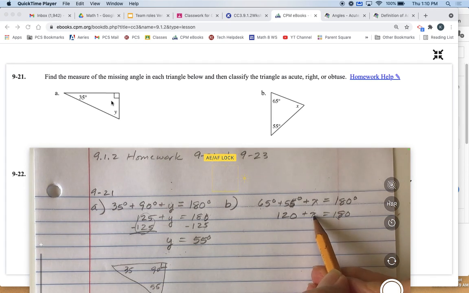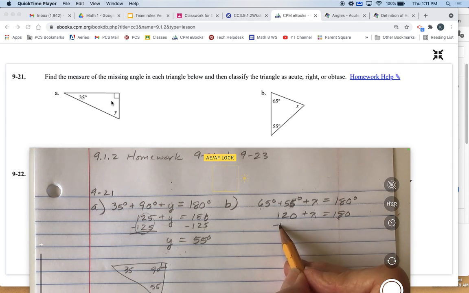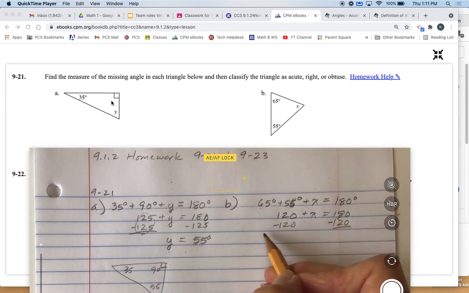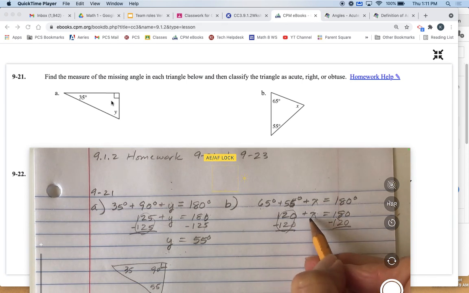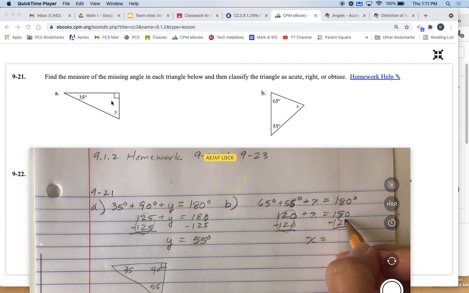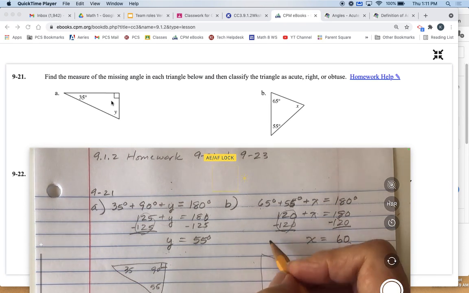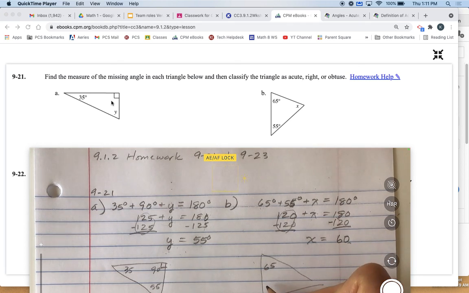And then we need to undo this addition relationship to isolate x. And so we will subtract 120 from both sides. Here it's zeroed out, so we only have the x left. And then on this side, 80 minus 20 is 60. So we know x is equal to 60. So in this case, we have a triangle where it's 65 and 55. Those are the ones we knew about. And the last angle is 60.